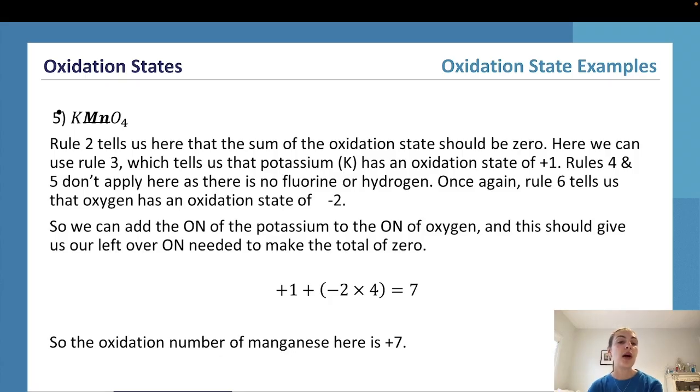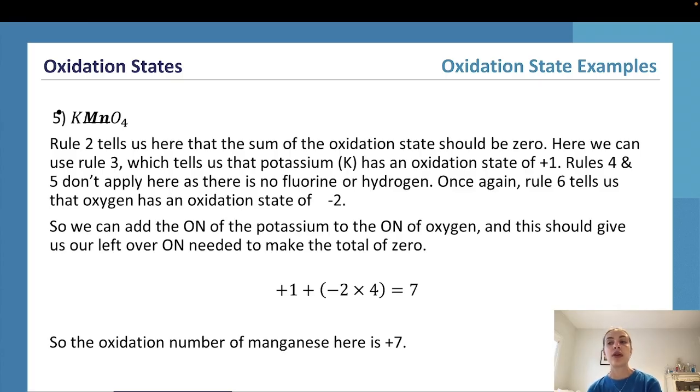But we're wanting to figure out what the oxidation state of manganese is. So we need to add up what we've got so far. So if we've got -2 times 4, that's going to give us -8. But then we've got to do -8 plus 1 because of the potassium. So we do -8 plus 1, and that gives us -7. So if our oxidation state without the manganese is -7, and we want to get it to 0, that tells us that the oxidation number of manganese is going to be +7.